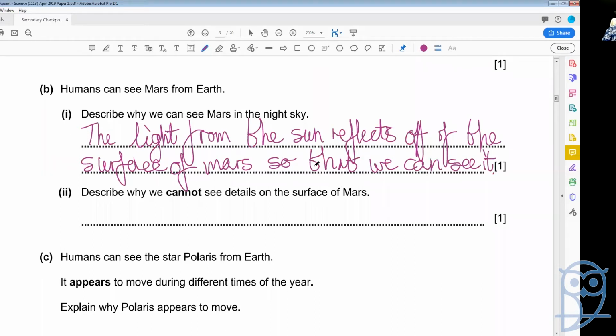Okay. So describe why we cannot see details on the surface of Mars. So it is too far away for us to see any details. There is all of the atmosphere between us and the start of space, and then there is a very far distance. And the further something is away, the smaller it looks. So if I hold my hand close to the camera, you can see lots of detail. If I pull my hand further away, you can see less detail because it gets smaller. So our reason here is it is too far away for us to see the details.